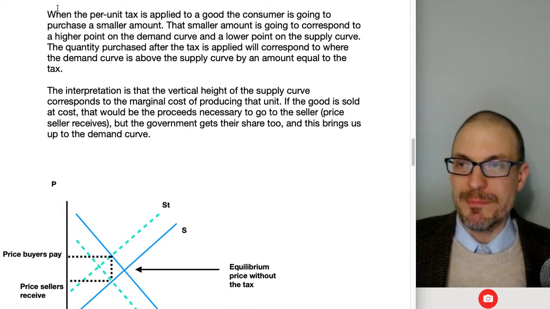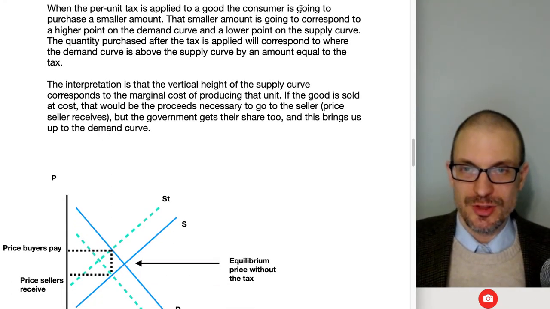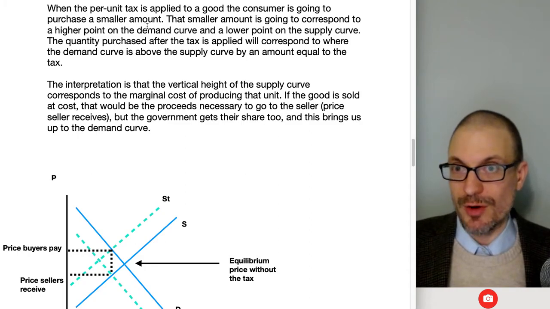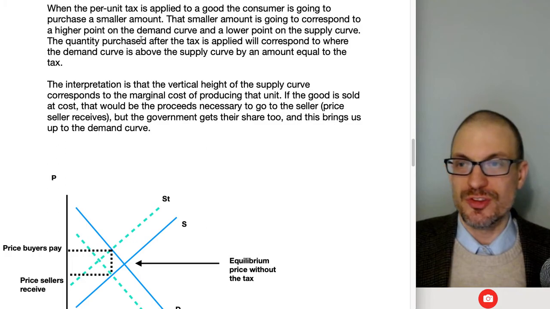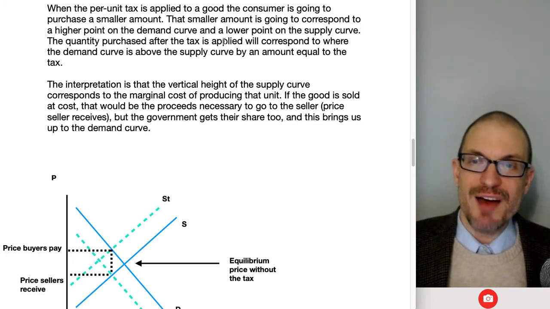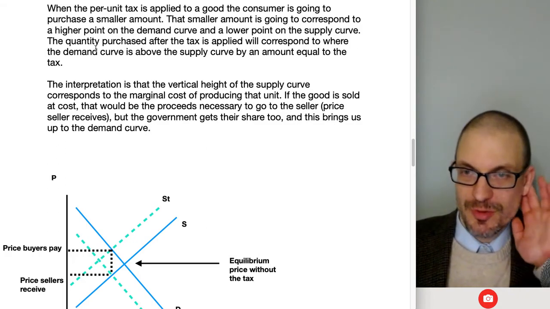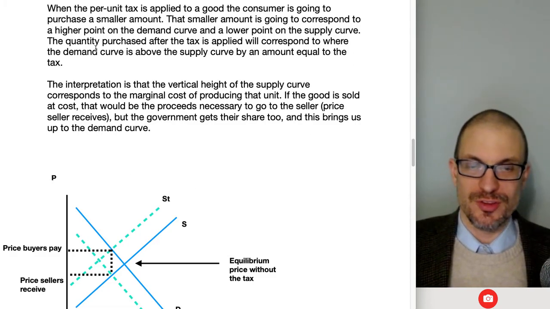So what happens is when the per unit tax is applied to the good, consumers are going to purchase a smaller amount. A smaller amount is going to correspond to a higher point on the demand curve, a lower point on the supply curve, and the quantity purchased after the tax is applied corresponds to where demand is above the supply curve by an amount equal to the tax, right?